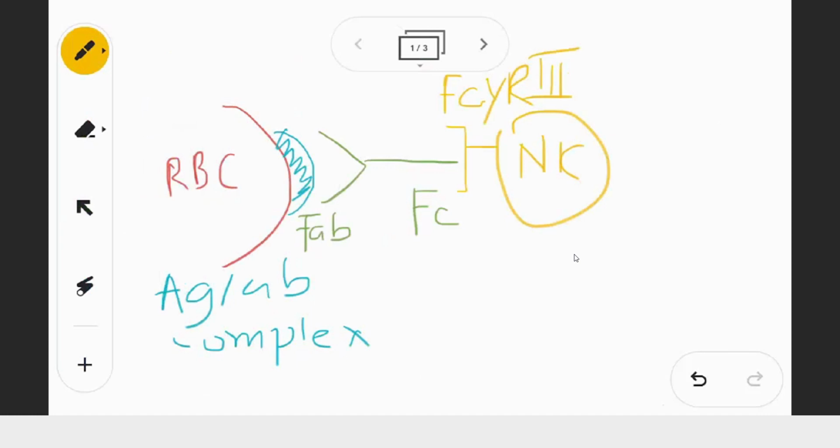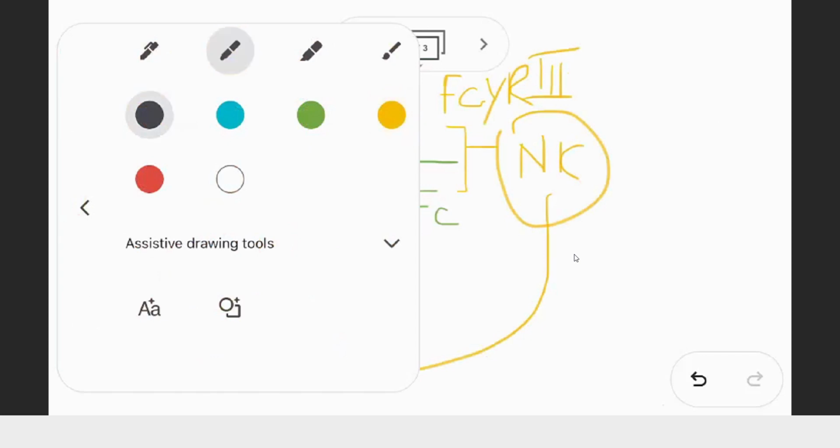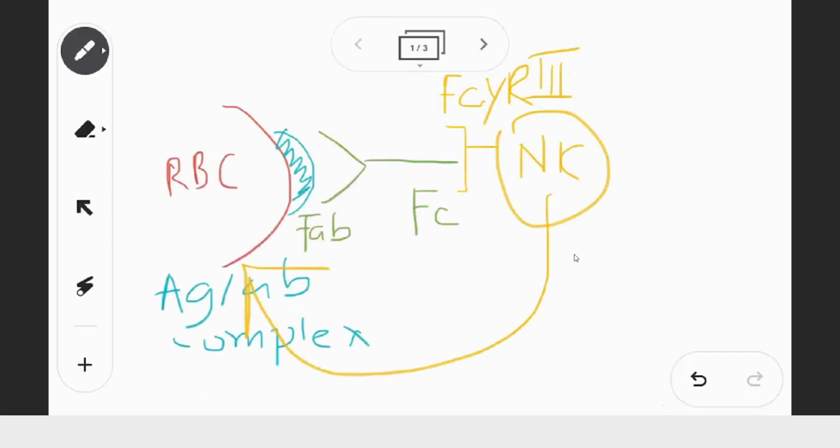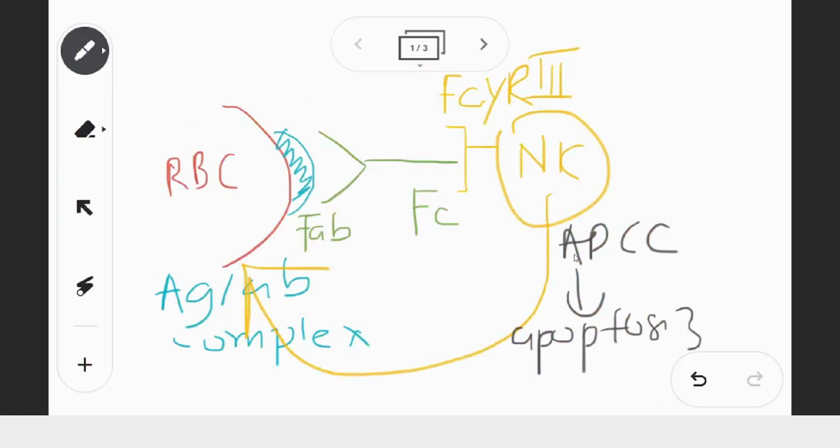So what happened? Once the ligand is engaged, the NK cells will kill through what mechanism? If someone can answer that. NK cells kill. Is it ADCC? Yeah, ADCC, and then what did it cause? Apoptosis. All right, so ADCC causing apoptosis. Good. So that is that, right?